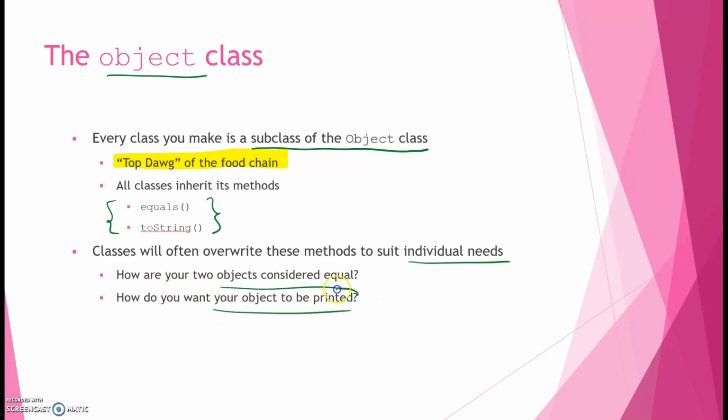And when I say printed, remember that our toString returns a string. So if the object is called in a print statement instead of printing the object's address, if there is a toString method, the toString method is called instead.